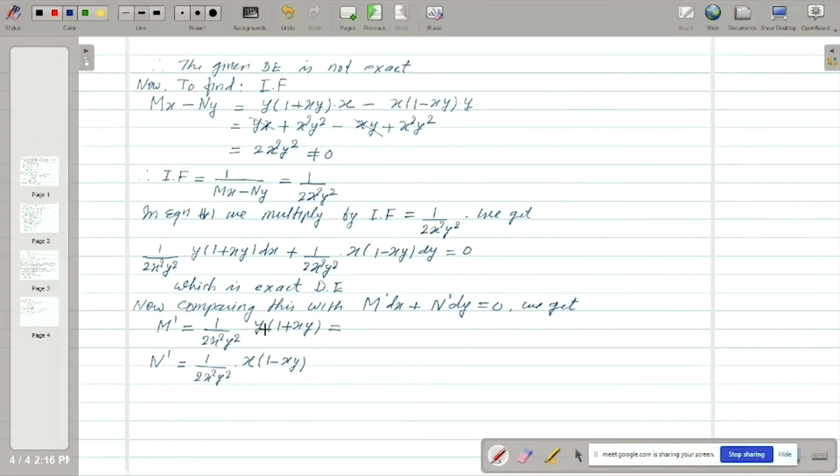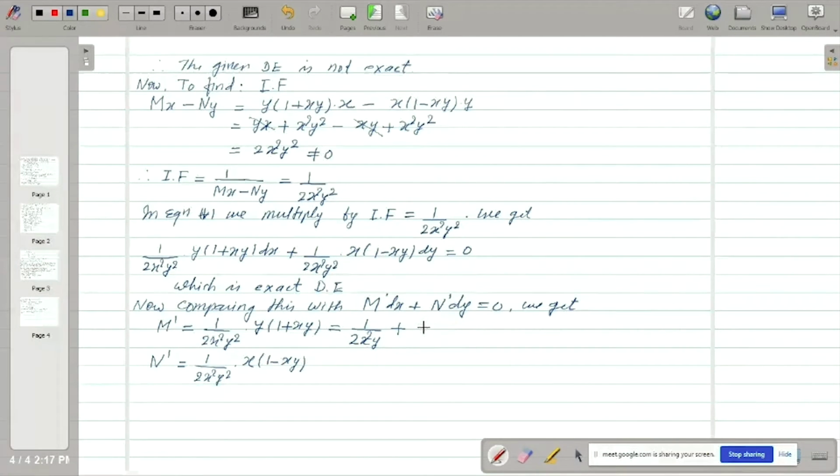M', we cancel this. Here 1 upon 2x square y, one y will cancel. Okay. Now 1 plus xy upon... see here, this is y square, y square will cancel, and one x will be cancelled. This is 1 upon x.